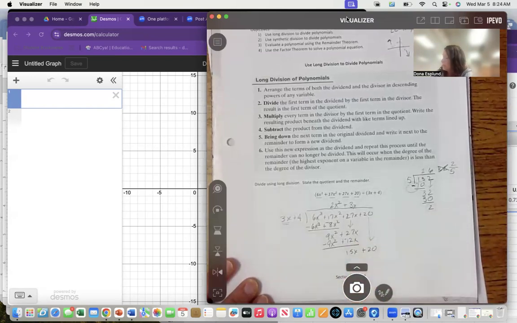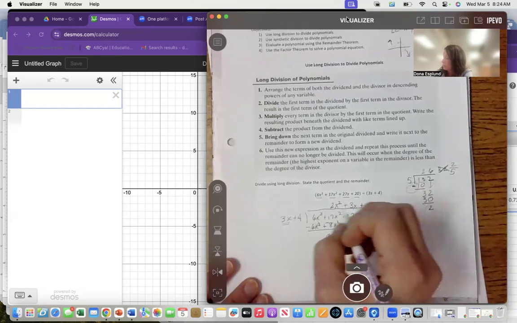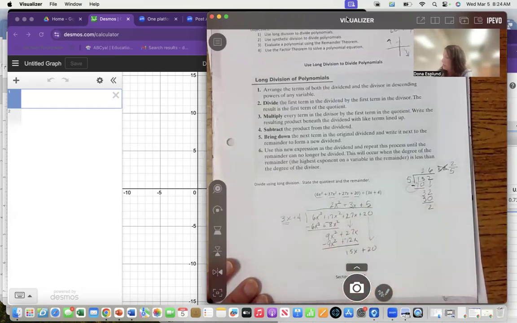I have a 20. And then 3x times what would give me 15x? I already have the x, so I just need a constant. So I'm going to have 3 times 5, which is 15, and I already have the x, so 15x. Then I have 5 times 4, which is going to be 20.